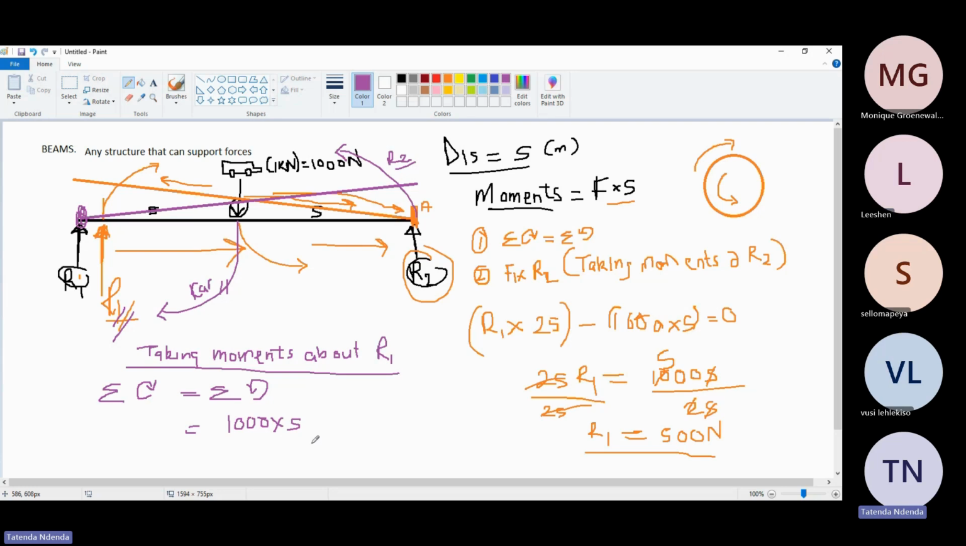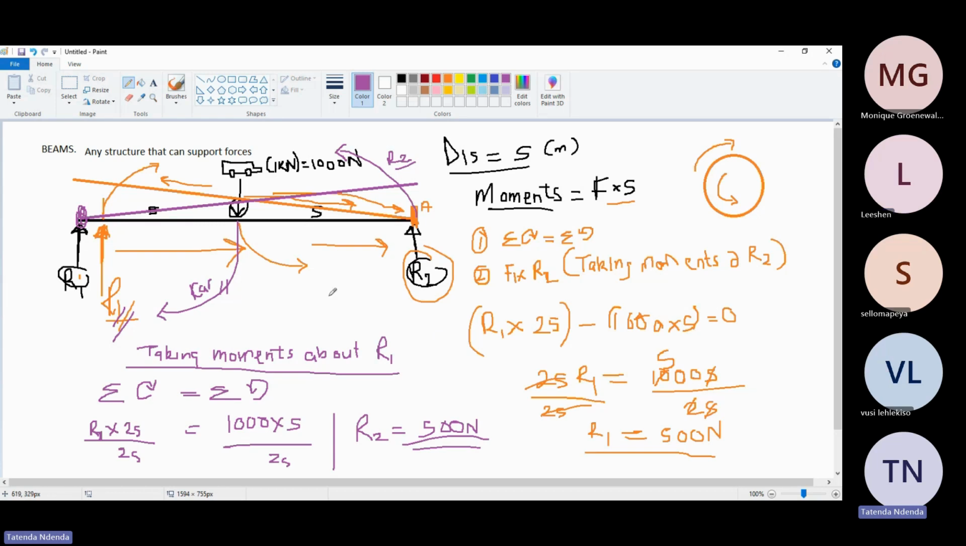Clockwise. So this is going to be R2 multiplied by 2S, sorry, R2 times 2S, divided by 2S, meaning that now our R2 is equivalent to 500 newtons.